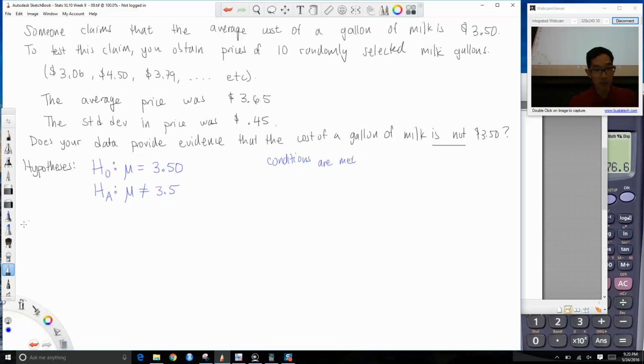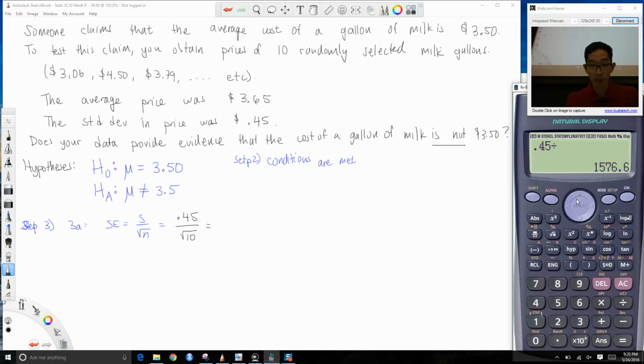So this is step 2, and then step 3. Step 3a is our standard error, which is s over the square root of n. So I would plug in 0.45 divided by the square root of 10, and I got 0.142.